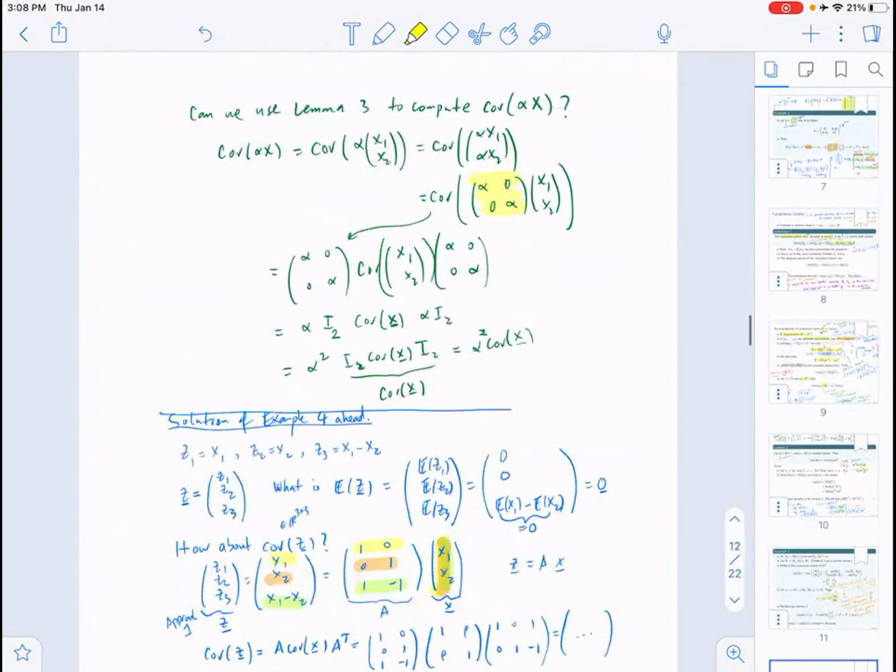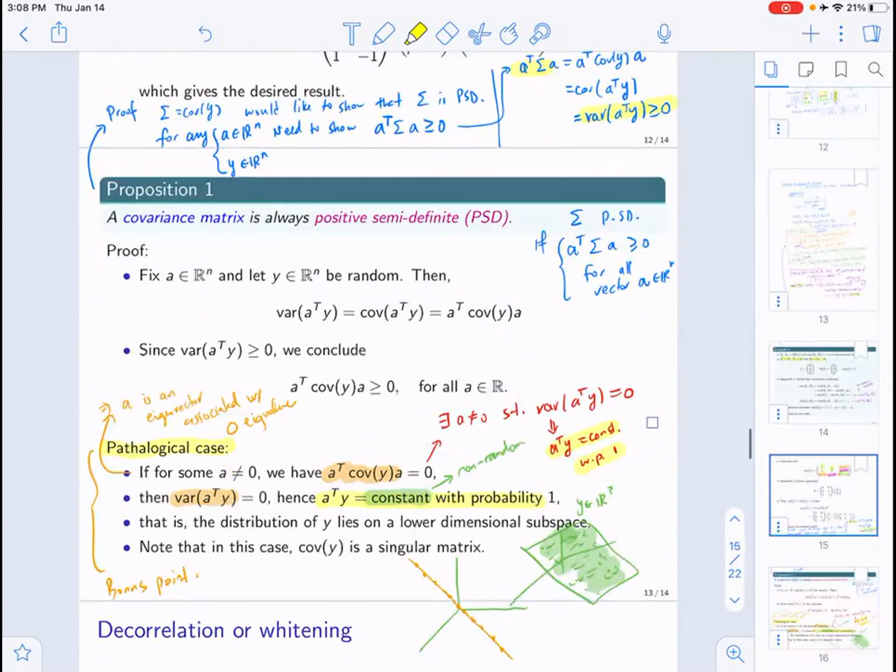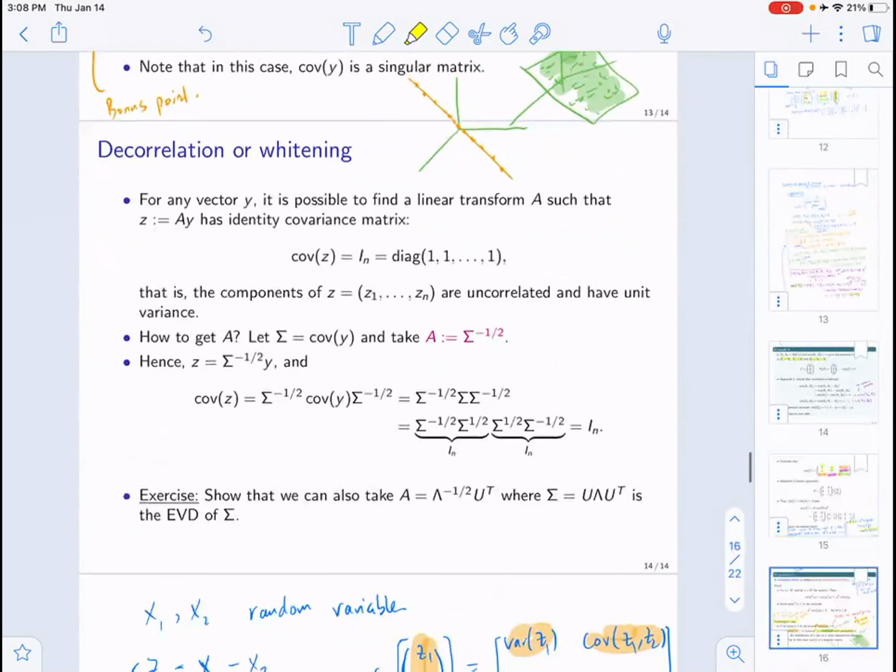The next one is that covariance matrices are positive semi-definite, which is an application of that lemma, applied to compute the variance of A transpose Y for a vector A. So this is just a consequence of Lemma 3. And finally, another consequence is that we can construct a transformation of a random vector such that the resulting random vector has identity covariance matrix. Does that make sense?